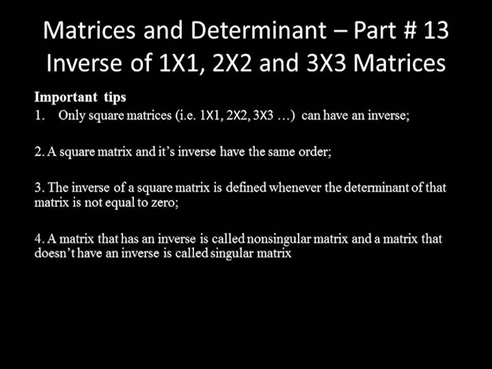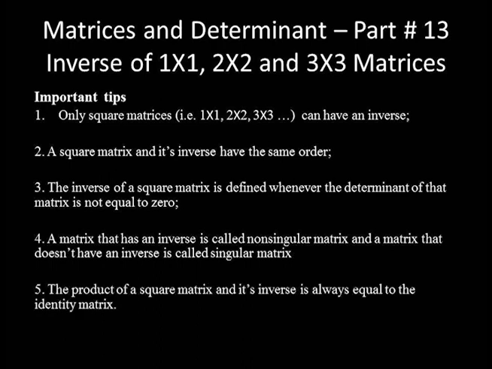The fourth fact: a square matrix that has an inverse is called a non-singular matrix, and a square matrix that doesn't have an inverse is called a singular matrix. This is a simple categorization of a matrix as singular or non-singular depending on the availability of its inverse. If it has an inverse, it's called a non-singular matrix. If it doesn't have an inverse, it is called a singular matrix.